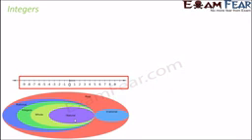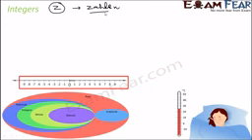Then came the concept of negative numbers, and it is represented by Z. Integers are represented by Z because this Z came from the German word Zahlen. You must be thinking natural number was represented by N, whole number by W, so why are integers represented by Z? Because the Z came from the word Zahlen, which means to count. And this is typically used to express temperature.